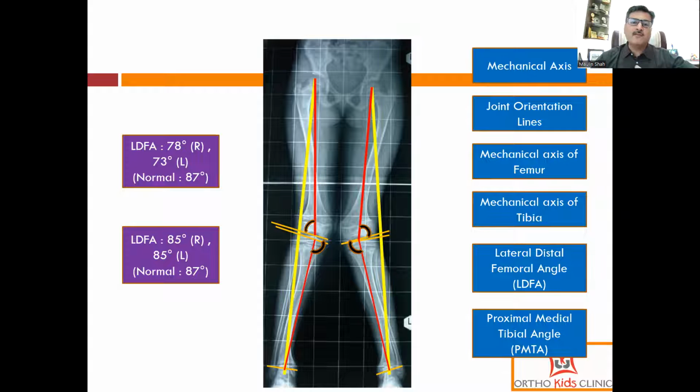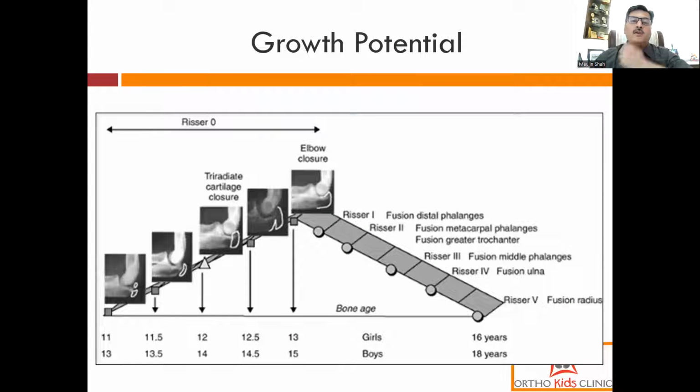So my planning would be, I will correct the deformity from the femoral side. So I don't need to put the plate on the tibial side. At the same time, if this child were near skeletal maturity, I would cheat a bit. I would put the plate on both sides to achieve correction in a short time. How do we check the growth potential?